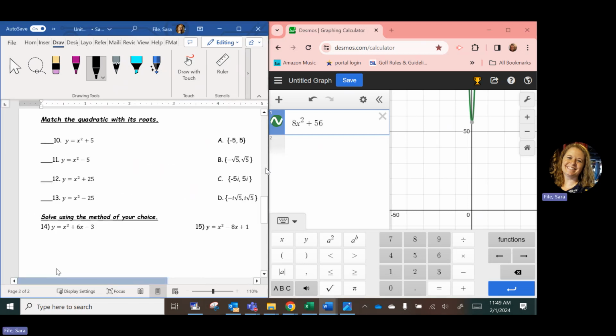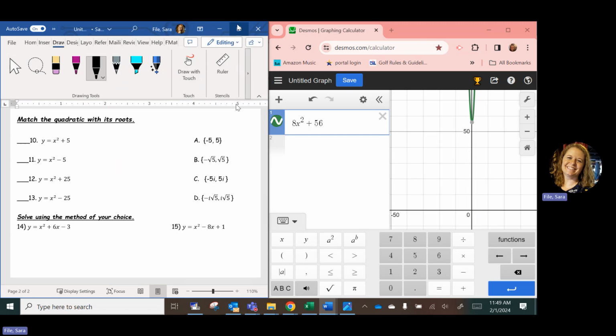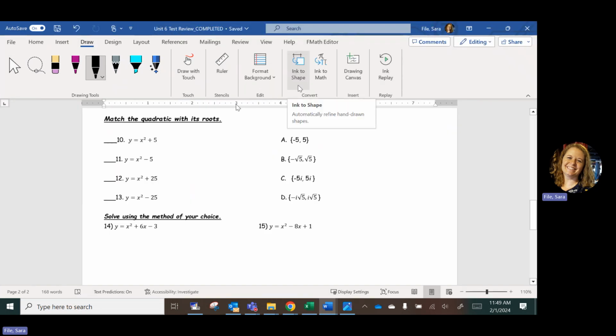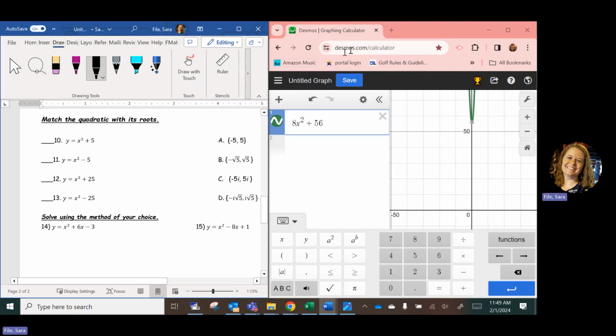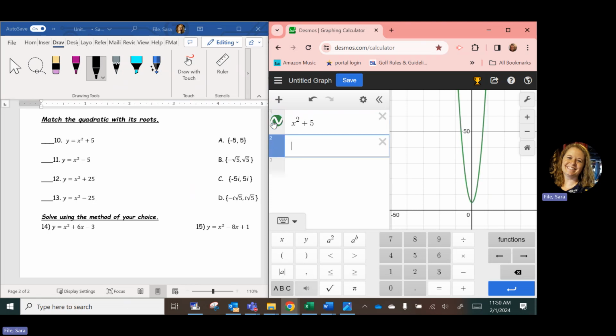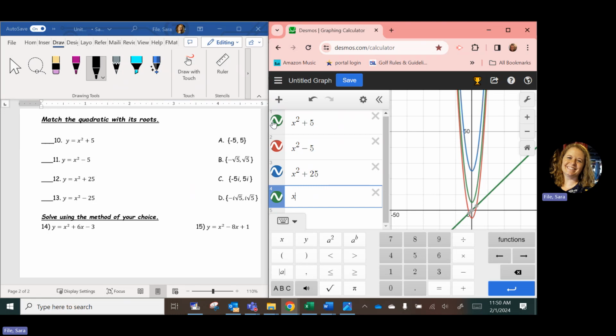All right, on the next page, we've got some matching here. We want to match the solutions with the roots. Again, I don't know why I just made that full screen because I'm going to use a calculator again. So I'm going to type all of these in. They don't all have to be active at the same time. So I've got x squared plus 5, x squared minus 5, x squared plus 25, and x squared minus 25.